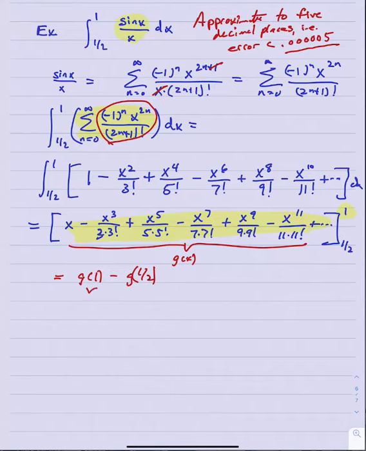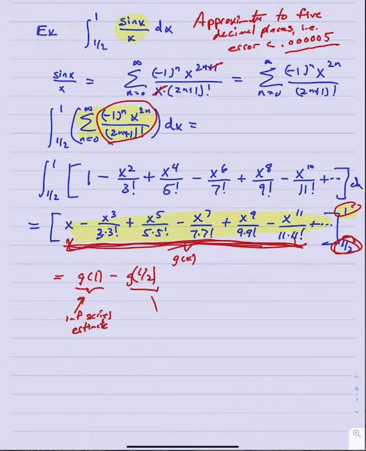Okay, but what are we going to do to calculate g of 1? We're going to use a finite number of terms to estimate the value of this infinite series at 1. Then we're going to do it again for 1 half. We're going to use a finite number of terms to evaluate this infinite series at x equals 1 half. Once we get those two values, we subtract them. Just be careful here. Notice this is an infinite series estimate.